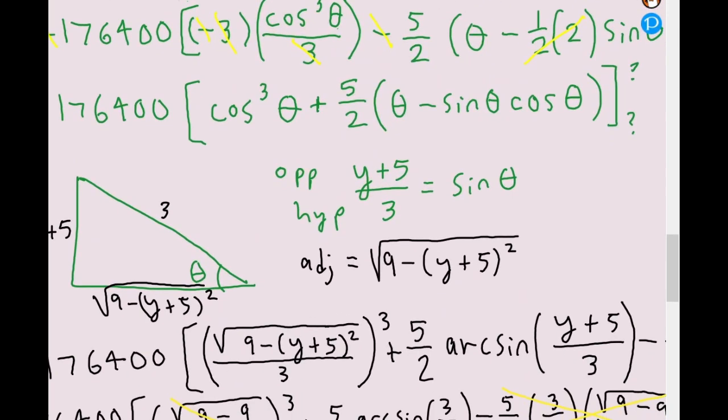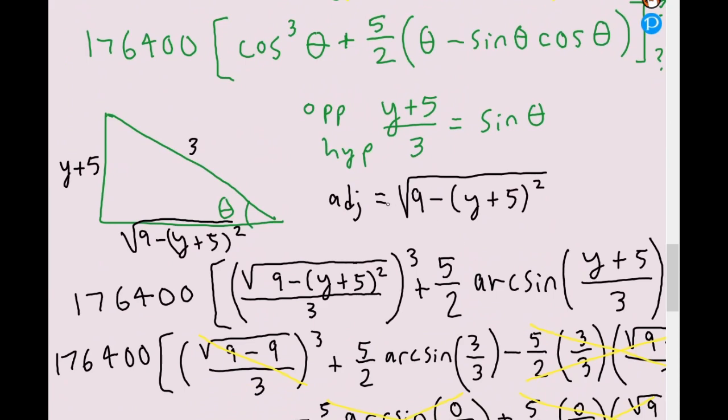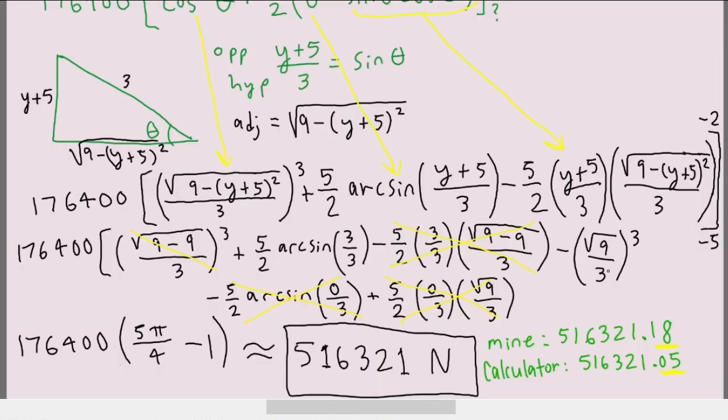Here I converted theta back to y, which I'm sure you know how to do, and I ended up getting 516,321 newtons. The calculator got a slightly different decimal than me, but pretty close, so I think I did okay.